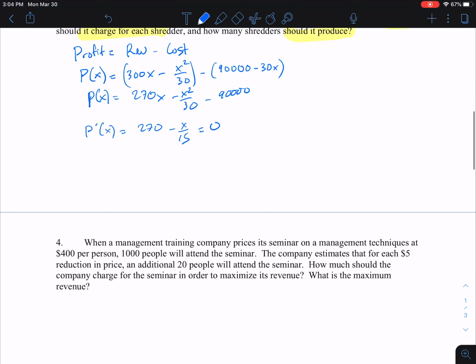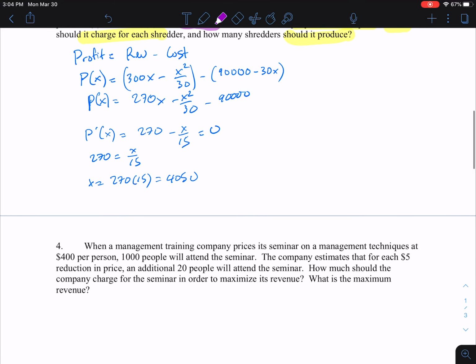Set that equal to 0. So we have 270 equals x over 15. Therefore, x is 270 times 15, and if you do the math right, you should get 4,050 shredders.